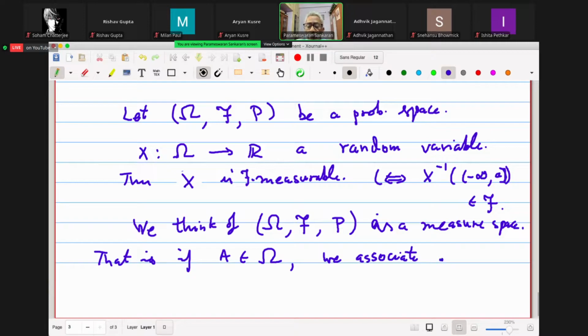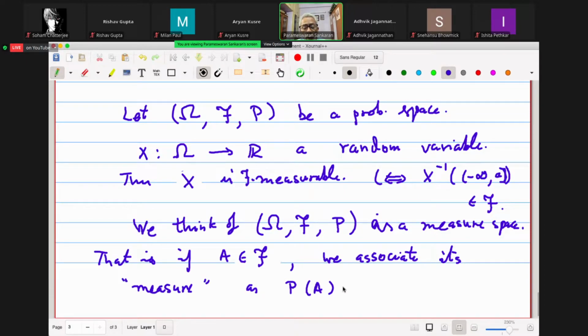Associate its measure as probability of A. Sorry, I wrote omega here. So A is a subset, so it should be in F. You don't associate measure to arbitrary subsets, only sets which are, well, F measurable. So such sets which are in script F.